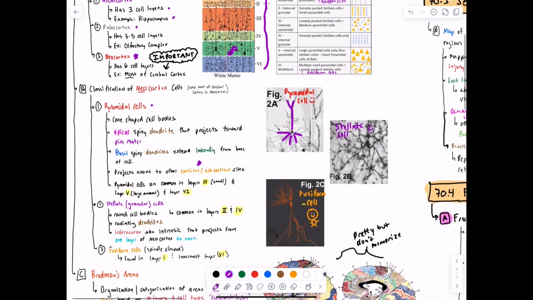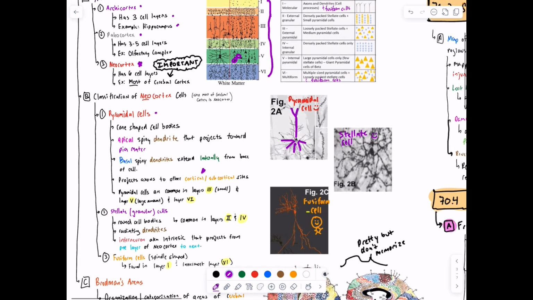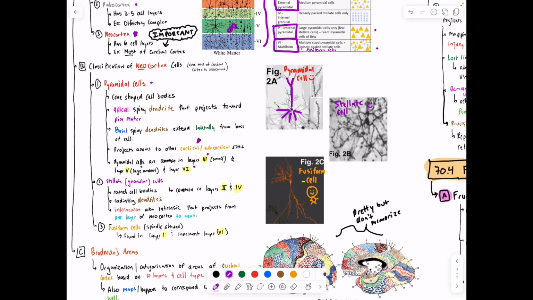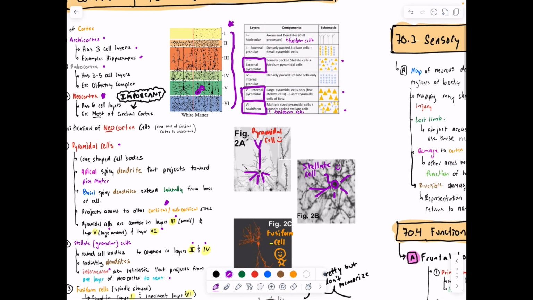These pyramidal cells are located in the lower levels, so 3, 5, and 6. All right, so 3, 5, and 6, right? So you see the pyramidal cells right there. Then we have stellate, aka granular cells. They have these sort of roundish bodies, and they're common in layers 2 and 4. They radiate their dendrites sort of in all directions. They're called intrinsic, or another word for that is interneurons, and they project axons from one layer of cortex to the next, just connecting them. And as we said, 2 and 4 are stellate or granule cells.